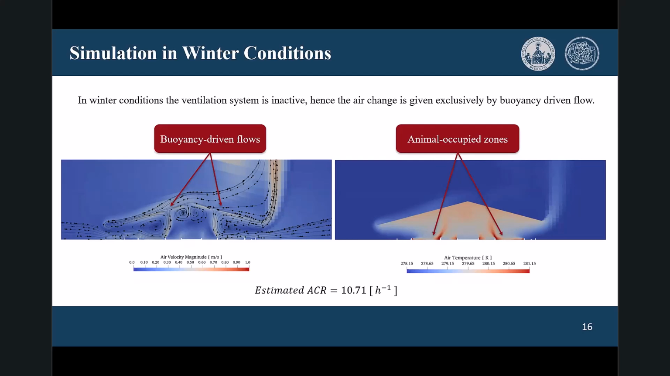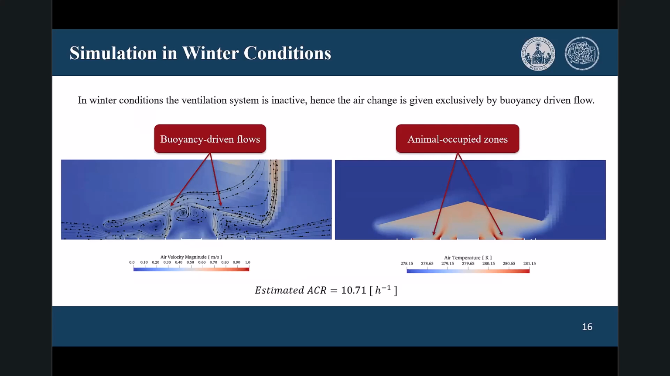Why are these conditions interesting? Well, this is the ventilation and the air change rate generated only by natural convection and by buoyancy-driven flows. So this is the minimum air change rate you can have in the building. Of course, we need the minimum air change rate because it is our benchmark for the improvement once we turn on the ventilation system.